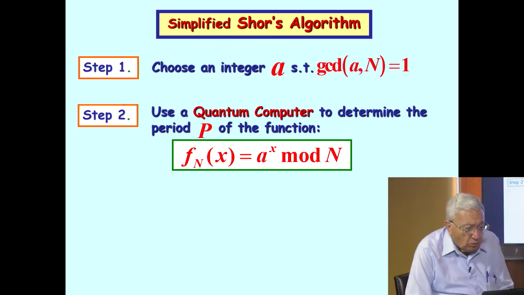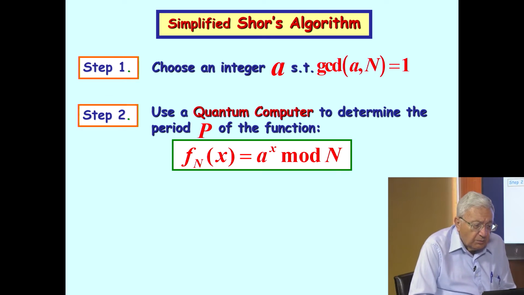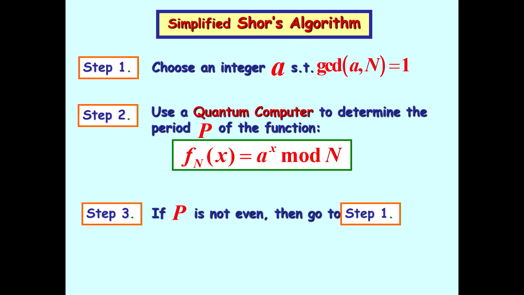Step 2, we use a quantum computer to determine the period p of the function a to the x mod n, where a is an integer. Step 3, if p is not even, then we simply repeat the process. Go back to step 1 and start over again. Eventually, we'll find an example where p is even.